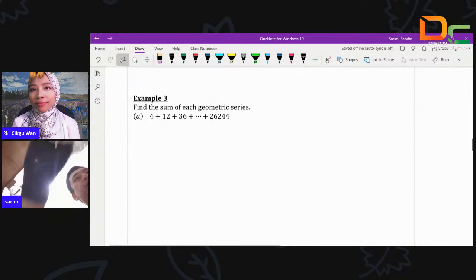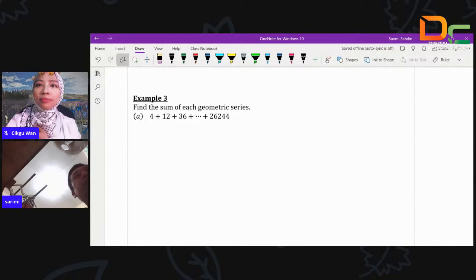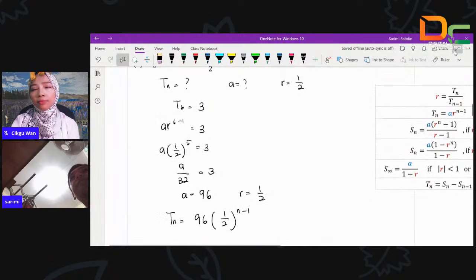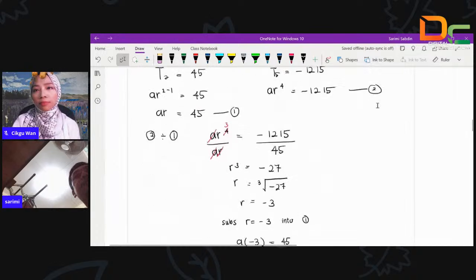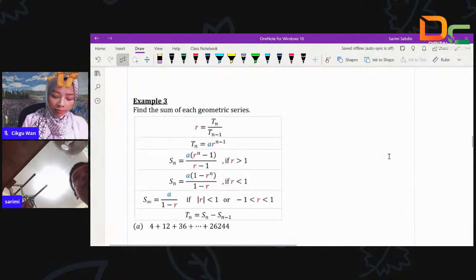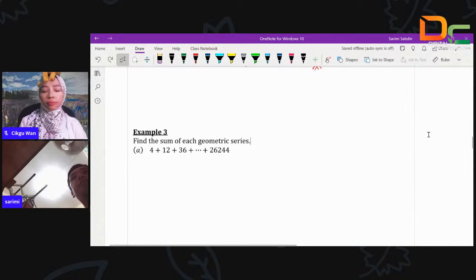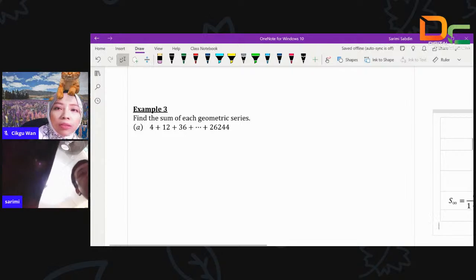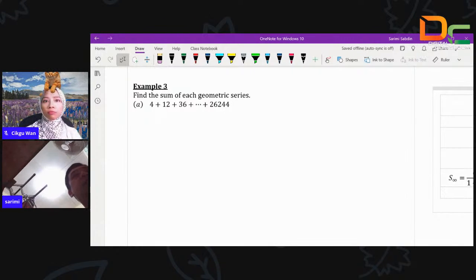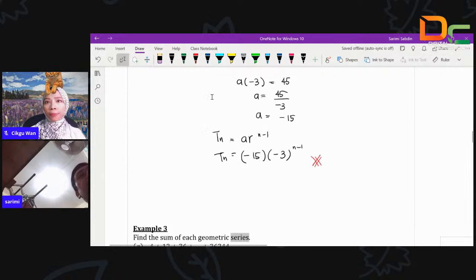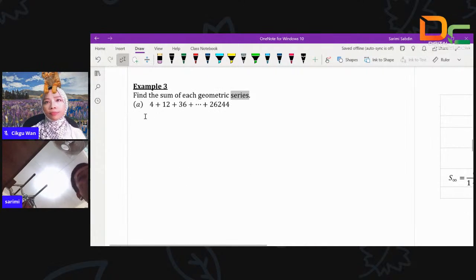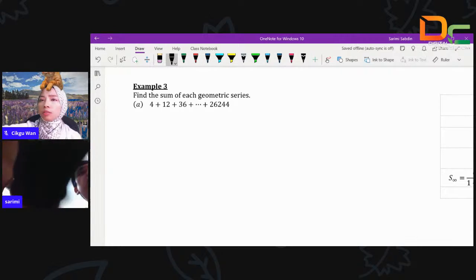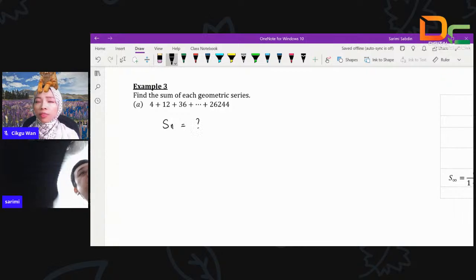Now we are going to use the formula for the summation of the first n terms, which is Sn. Third example: find the sum of each geometric series. When it uses additions like this, it is called a series, whereas the chart form is a progression. So this is a geometric series. The question is we need to find the sum, which means we need to find Sn.